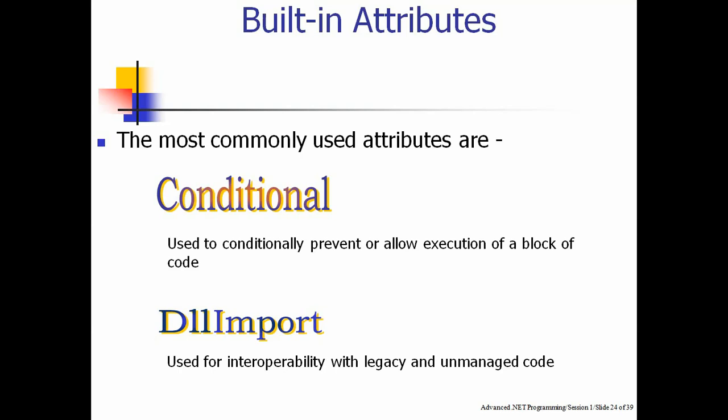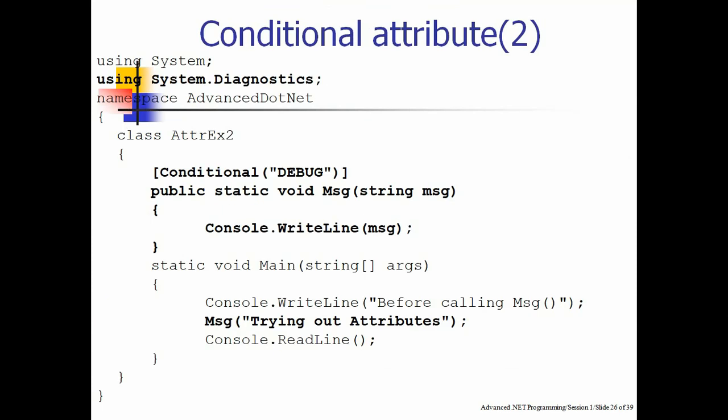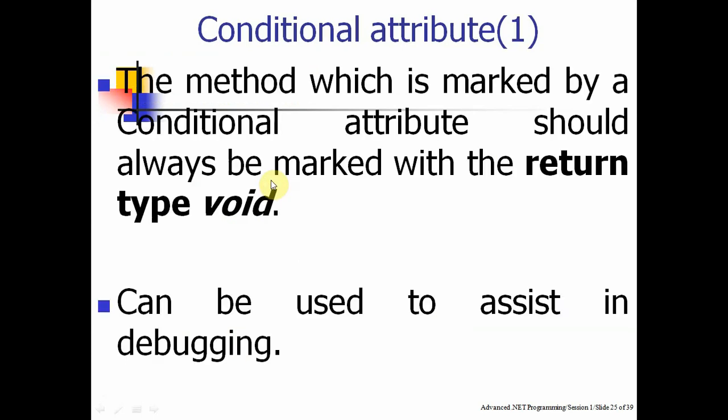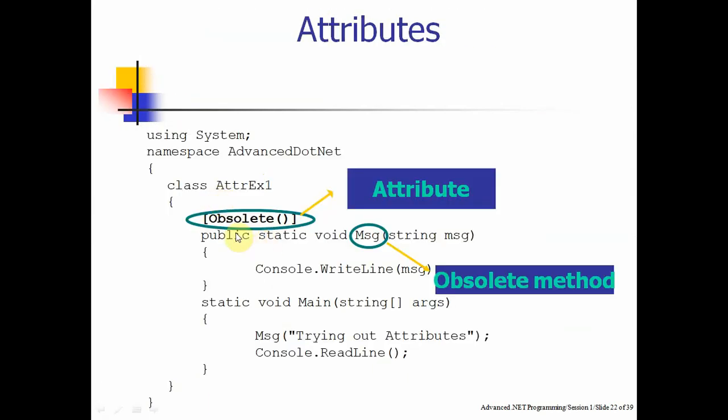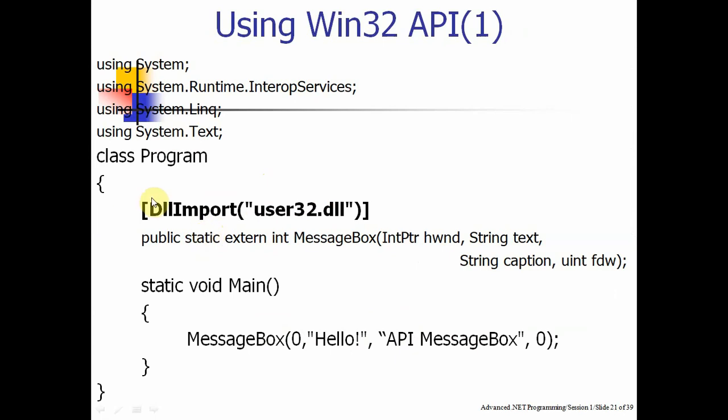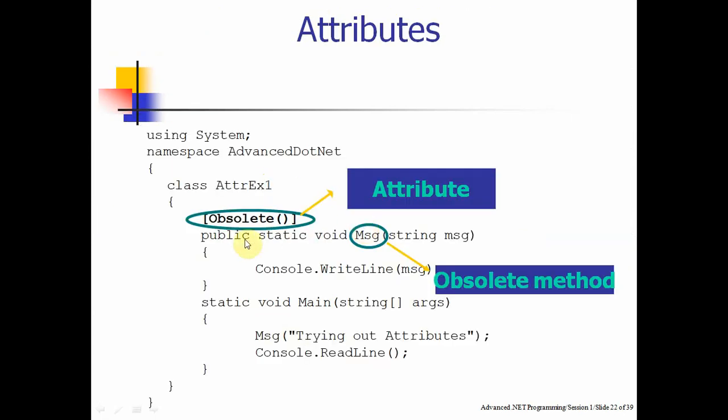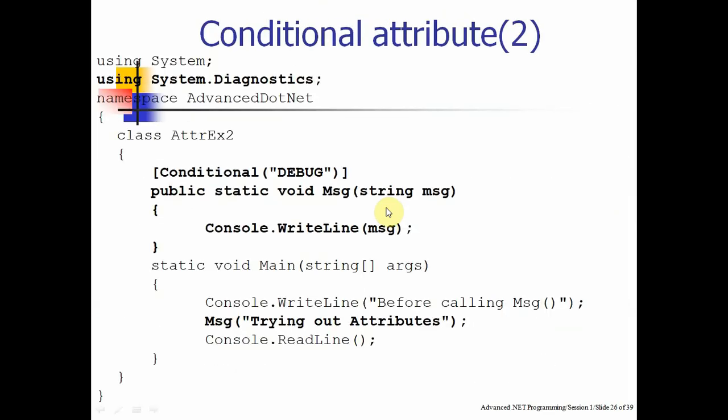First, explaining this conditional attribute, I am showing you one example. In this example we have the attribute which is Conditional. We always write the attribute inside square brackets, and here we write Conditional and then Debug. Debug is the condition. In the previous case we had the DLL import attribute and the obsolete attribute; DLL import is also written inside square brackets, and the obsolete attribute is also written inside square brackets. In the same way we write this conditional attribute inside square brackets.